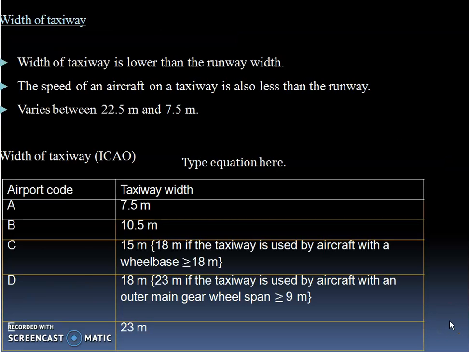Then coming to the width of taxiway, it is lower than the runway width. Speed of an aircraft on a taxiway is also less than the runway. It varies between 22.5 to 7.5 meters. See, for various airport codes, that is A, B, C, D and E, the taxiway width is given by the International Civil Aviation Organization.